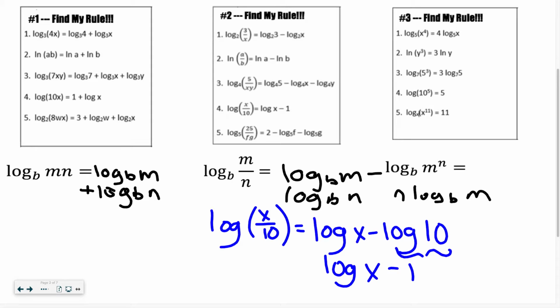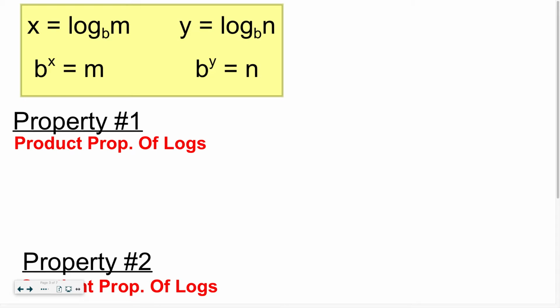Now, on the next slide, we're going to talk about how to derive these 3 properties. And so this information up at the top you'll want to write down in your notebooks. Okay, the yellow box. These things are going to be like our givens. If I say that log base b of m is equal to x, then that implies that b to the x is equal to m. Right, using the definition of a logarithm.